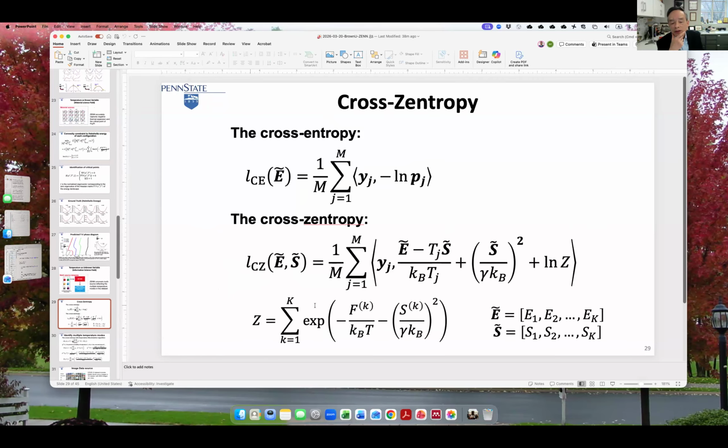But when we calculate the entropy, okay, this is how we calculate the cross entropy here. So instead of the usual log P, we calculate this one. You don't learn the probability, you calculate the probability. Of course, you still learn E and S, and you calculate the probability. So that's where you have the S in the loss function.